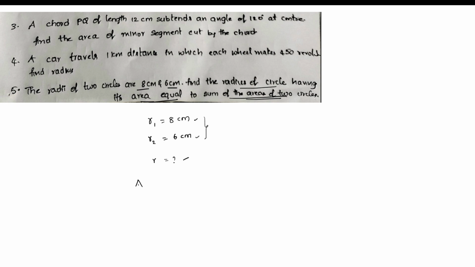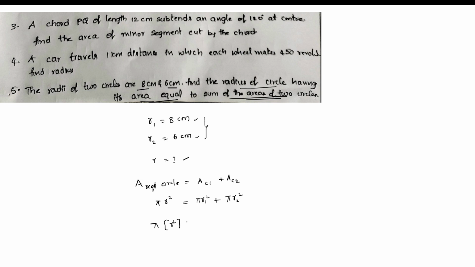So that means area of required circle is equal to area of circle 1 plus area of circle 2. That means pi r square is equal to pi r1 square plus pi r2 square. So I can take pi as common.